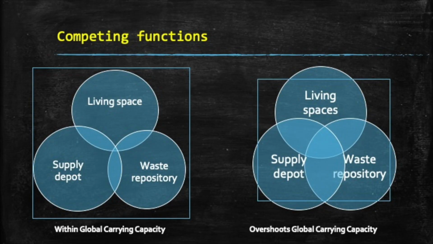But what is interesting to observe in this model of competing functions of environment is that when these competing functions are in balance with each other, perhaps that does not produce environmental degradation. Whereas, when we cross the carrying capacity, because these three functions are always in competition with each other, when we increase our use of one function of environment, like living space, that also means that we produce more waste, and that results in a competition or a conflict between the function of environment as a waste repository and the function of environment as a living space.